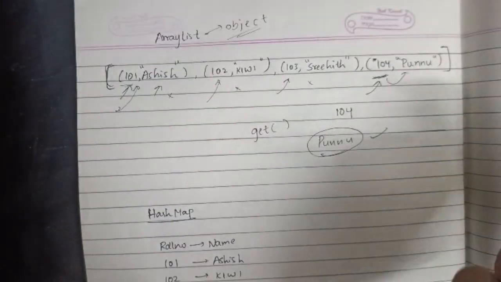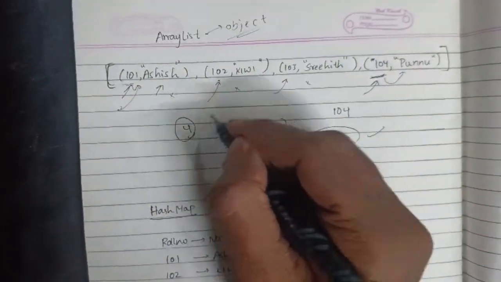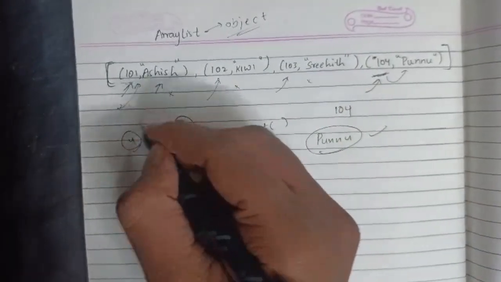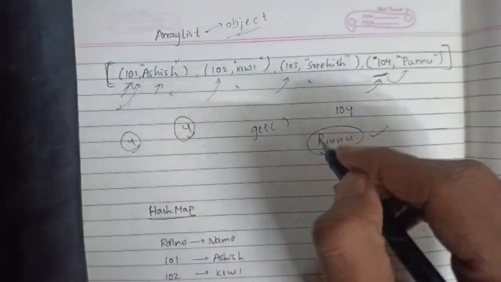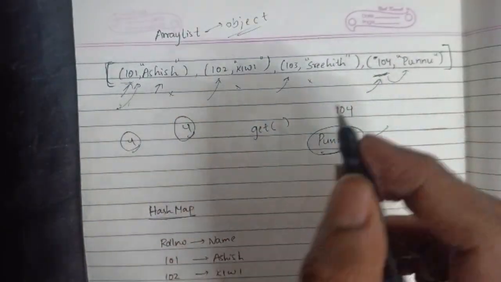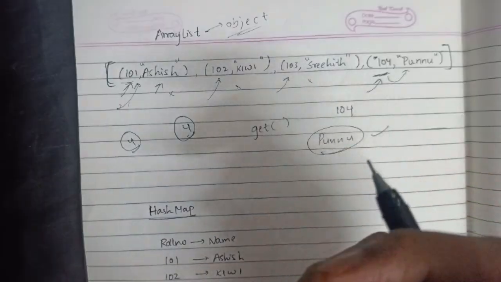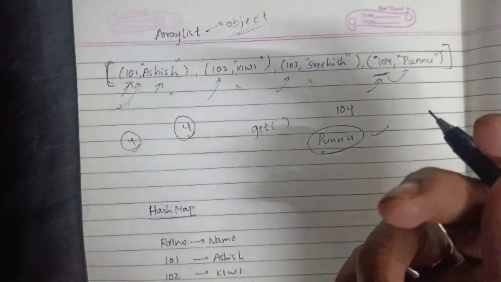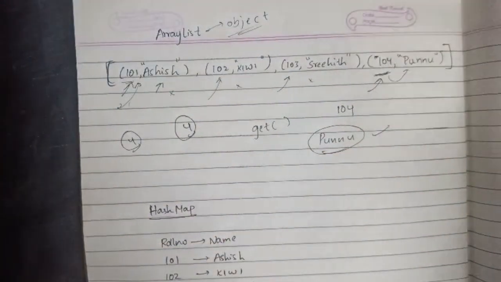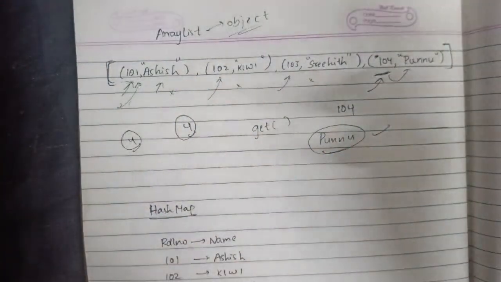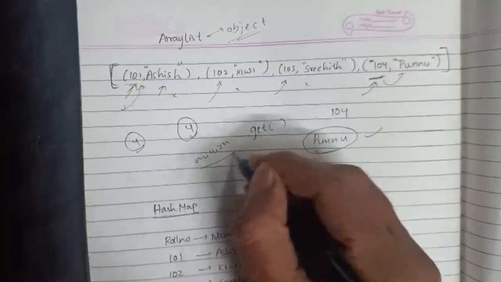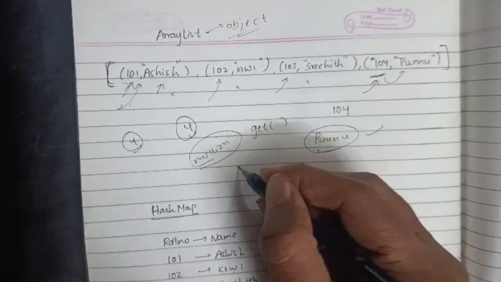At which iteration did we get it? The fourth iteration. How many elements are there in the array list? Four elements. So we took the maximum number of iterations. What if there is a case of a million elements in the array list, and we need to find a specific roll number, and it is placed at the last place? We're going to need a million iterations. So the time complexity will be O of n.